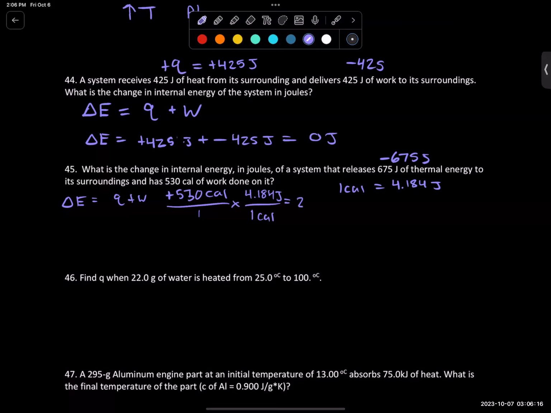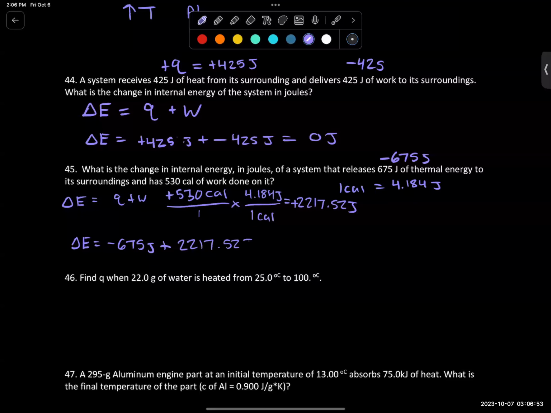What does that give me? We get 2,217.52 joules. So that's a positive number, right? Because it's being done on the system, the work. So now we just add these up. So we have delta E, Q was negative 675 joules, plus the positive amount of work, which was 2217.52 joules. And this gives me what? That's my answer, 1,542.52. Well, yeah, because we had joules and we added joules to that, so our final unit will be joules. That's what the problem is asking for.